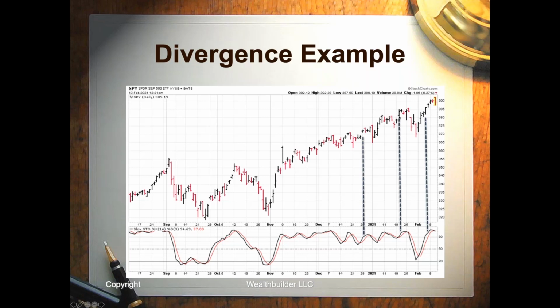This is where people make a mistake on divergences. When it first broke to a new high, it was still below the peak over here. It then continued higher and I think barely made a new high. But at the moment that it made a new high in the price, that's when you look for divergence. So we see divergence here.